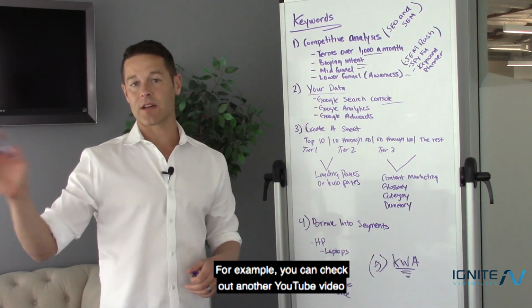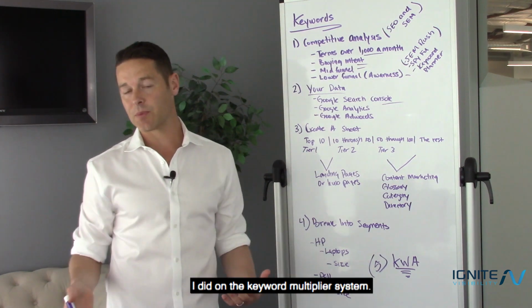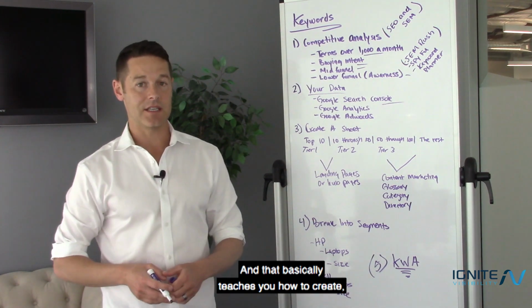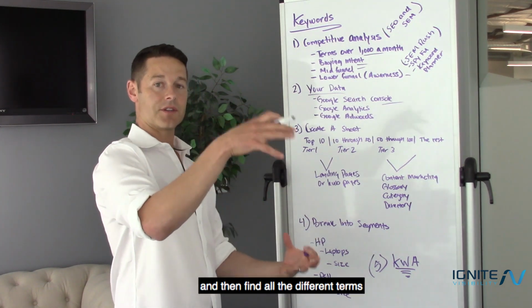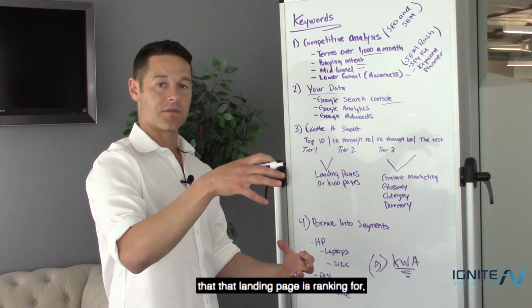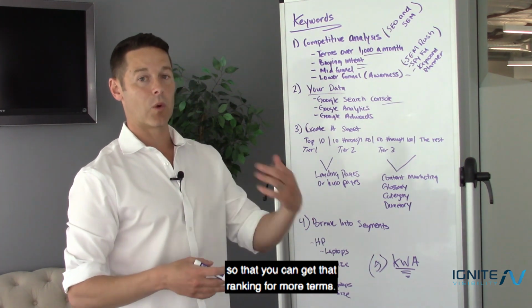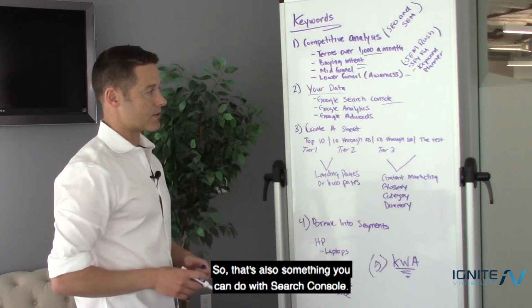For example, you can check out another YouTube video I did on the keyword multiplier system, and that basically teaches you how to list a landing page and then find all the different terms that landing page is ranking for so that you can get that ranking for more terms. So that's also something you can do with Search Console.